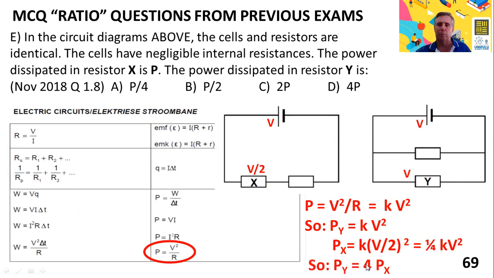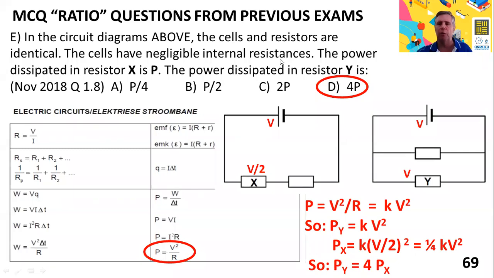So we can see that the power in Y is going to be 4 times the power in X, and the correct answer is D. Now, again, by anticipating the fact that the power should be more, it'll stop you from choosing the wrong answer, which could be P over 4 if you weren't careful.